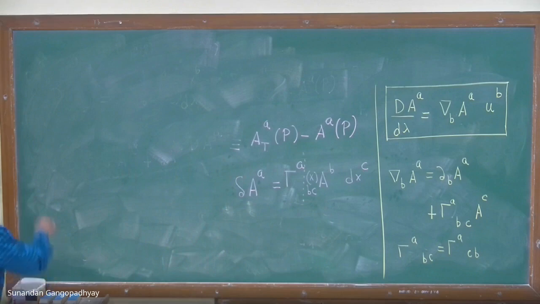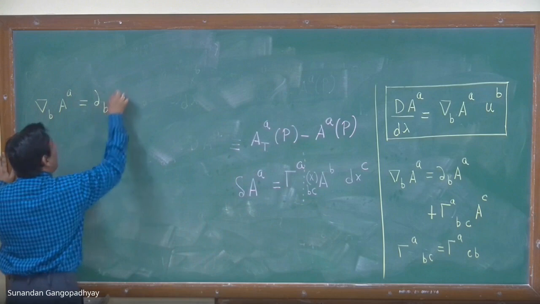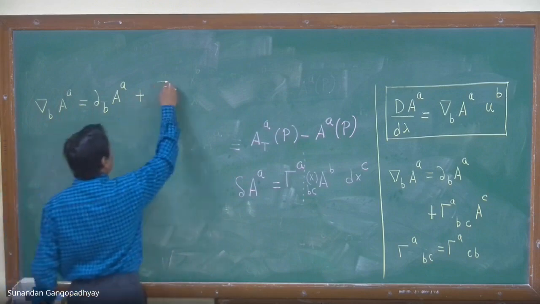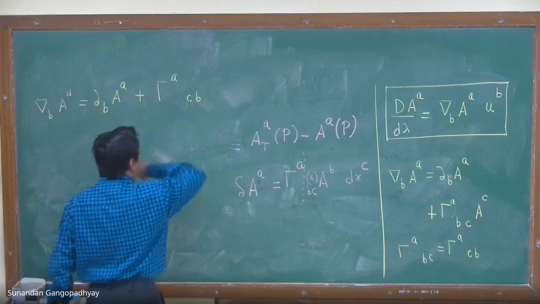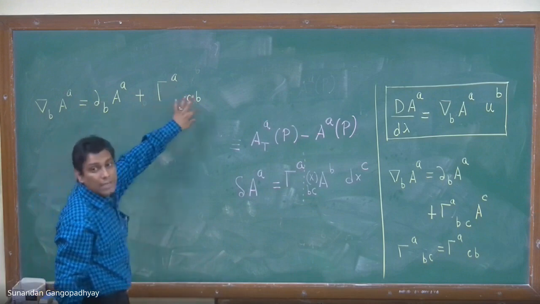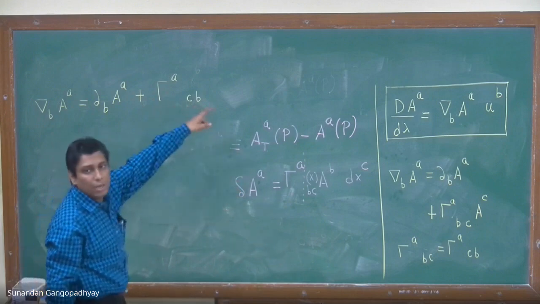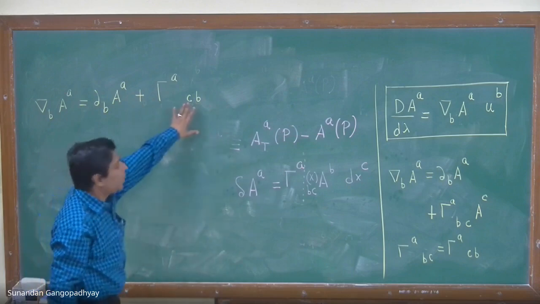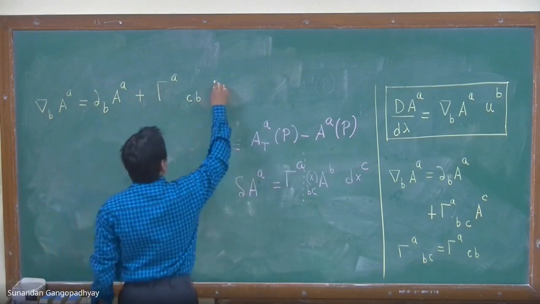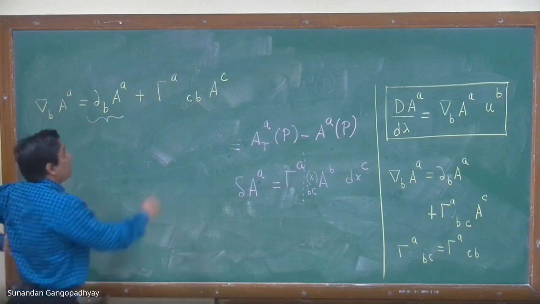So let me write down this equation once again. Grad_c v^a is del_c v^a plus, we have written it in the following way, gamma^a_{cb} v^b. Earlier we had it as gamma^a_{cb}. You can put it as gamma_{bc} because of symmetry, but let us keep it as CB instead of BC. So gamma^a_{CB}, and then it will be AC. We just need to calculate how this transforms.